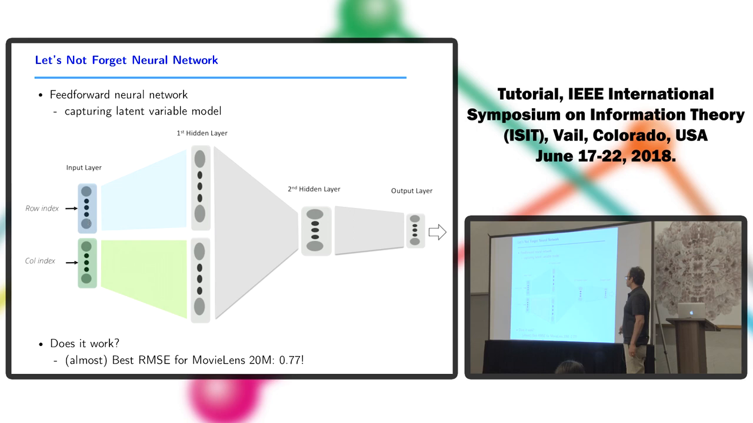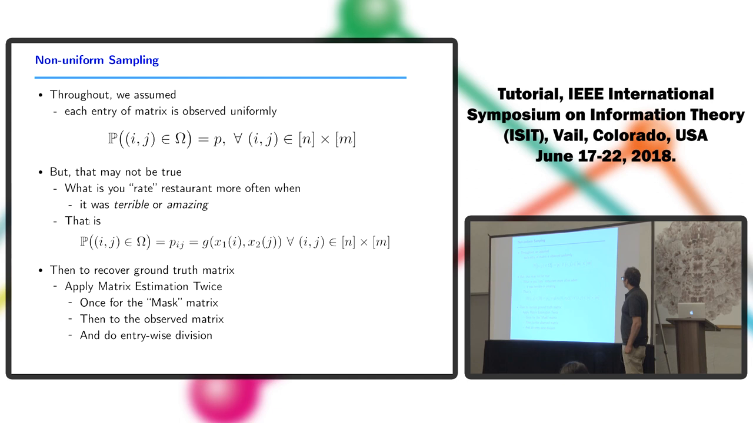Okay. And for non-uniform sampling, if you believe that sampling is done in this kind of way, say at a restaurant, you rate it only if it's amazing or terrible. If that's what you believe and it's not uniform, that's fine. Just think of the probability with which you rate as another latent variable model, and then just do matrix estimation and you'll be fine. So don't worry about non-uniform sampling. It's just fine. But if it's adversarial, somebody's corrupting the data, then that's an interesting question. There's lots of interesting work done there, et cetera, et cetera.